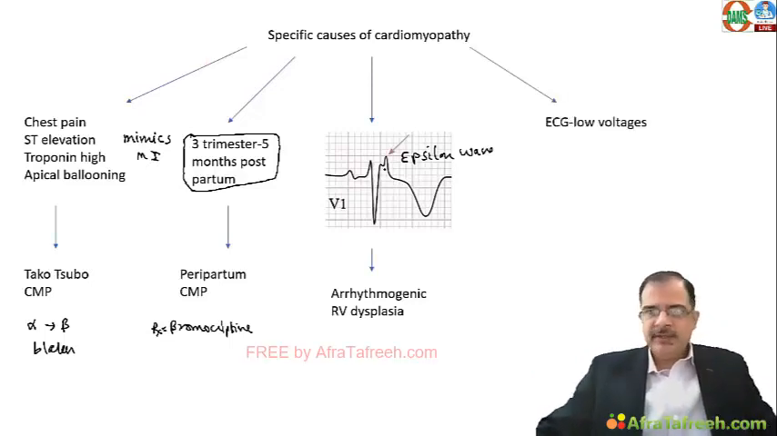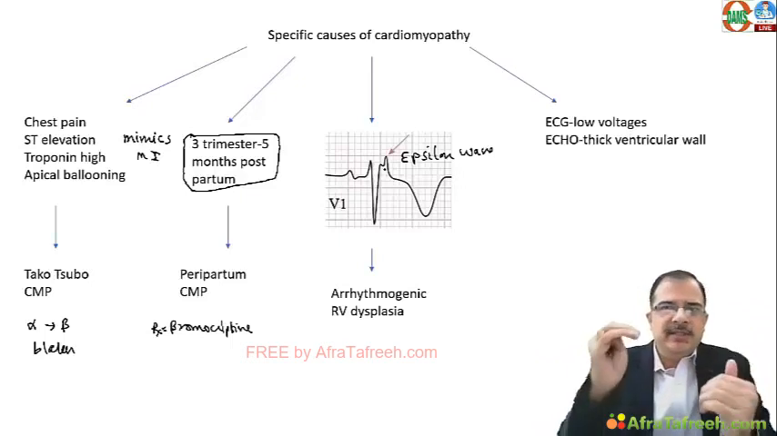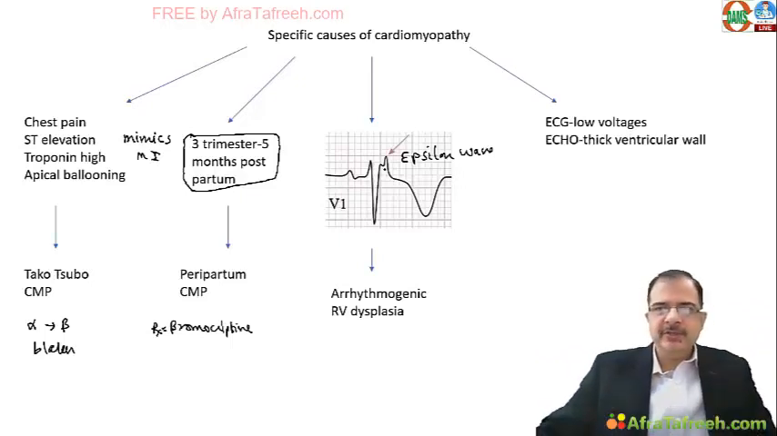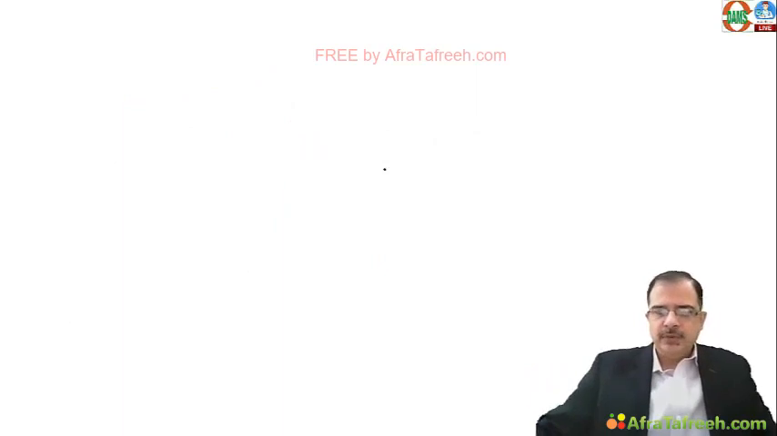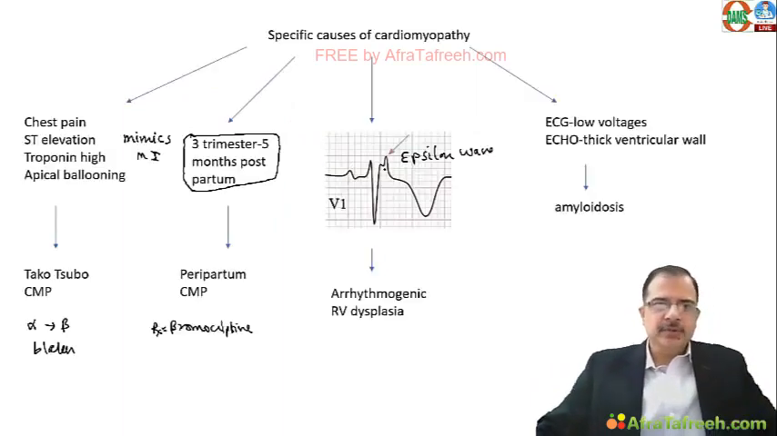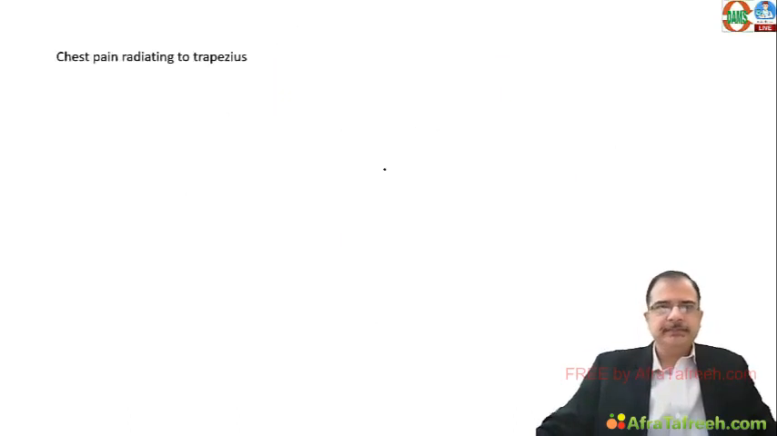While the fourth is ECG shows low voltages, but echo shows a thick ventricle wall. So this is a specific case. Amyloid is a poor conductor of current, so ECG will have low voltage and echo will have thick ventricle walls. So this is a case of amyloidosis. Depending on the cause, we will treat accordingly. So these are the four types of the important cardiomyopathy and how to make the clinical diagnosis.